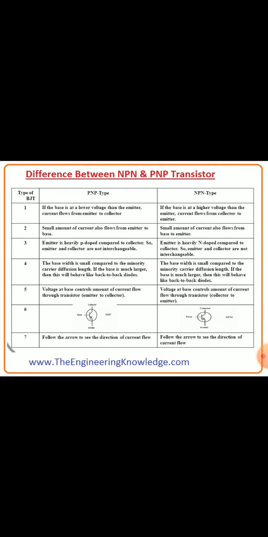So this is the difference between the PNP and NPN transistor. It has three regions: emitter, base and collector, as we all know. The base is much thinner than the emitter, and the collector is wider. The emitter is heavily doped, so we can inject a large number of charge carriers, which are electrons or holes, into the base. The base is slightly doped and very thin, so it passes most of the emitter-injected charge carriers to the collector. The collector is moderately doped.